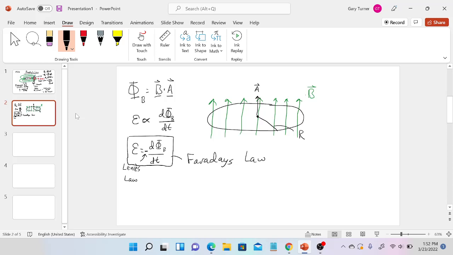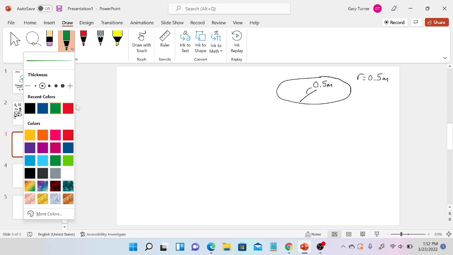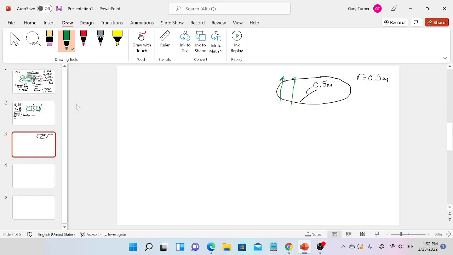So to make an explicit example, let's say that we have a loop that is 0.5 meters in radius. And we've got some magnetic field piercing through here.